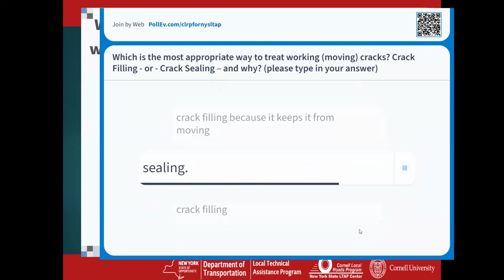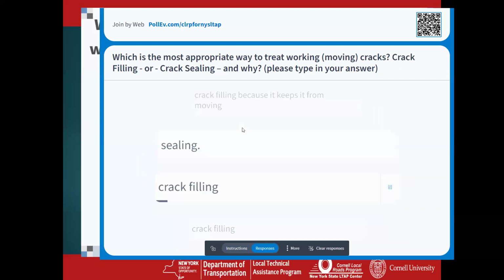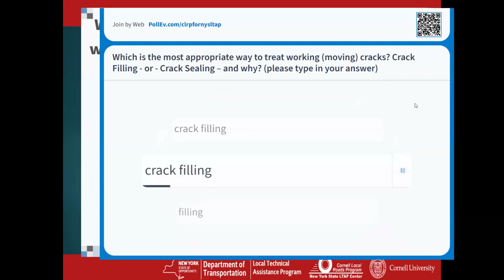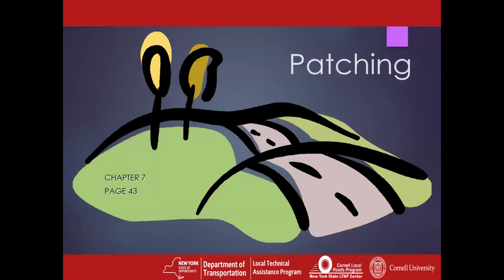So everybody is saying crack sealing, absolutely, because you need to use that elasticized material to be able to deal with the moving cracks. Great, good job, folks. All right, moving on, we're going to jump into patching, and I'm going to try to make short work of this.